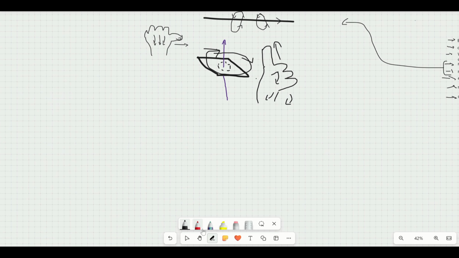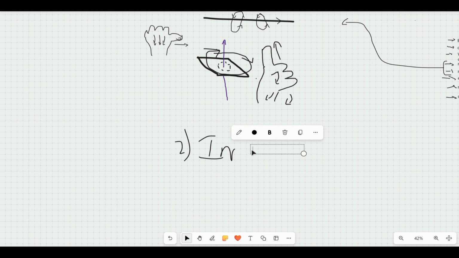Now, second, two. Let it be. Here is the text: circular wire.